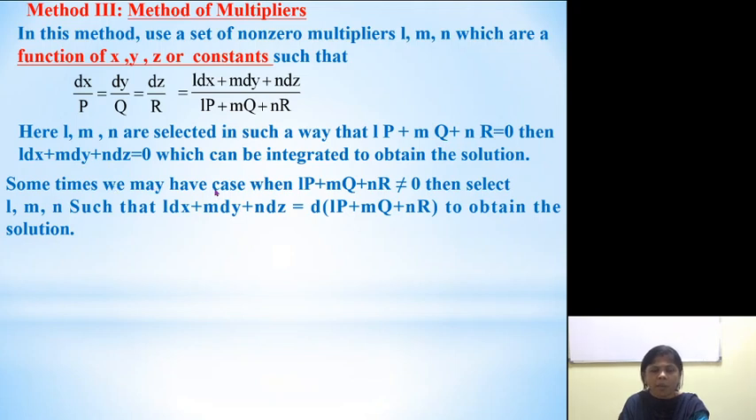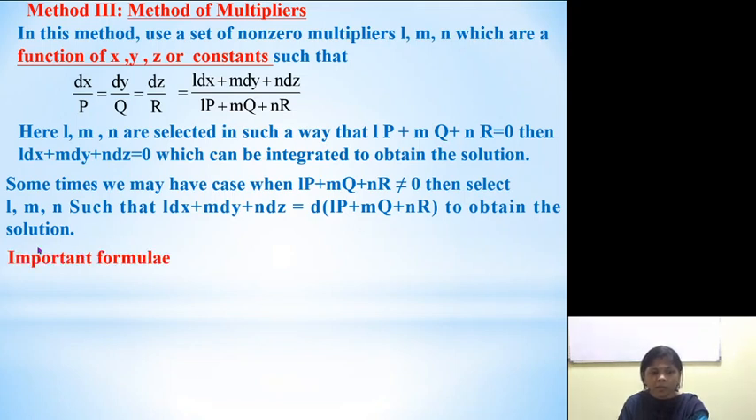Sometimes the denominator is not equal to 0. In that case we select l, m, n such that l dx plus m dy plus n dz is equal to the differential of lP plus mQ plus nR. It means the numerator is nothing but the differential of the denominator, which will give us the solution. This is how the method of multiplier works.